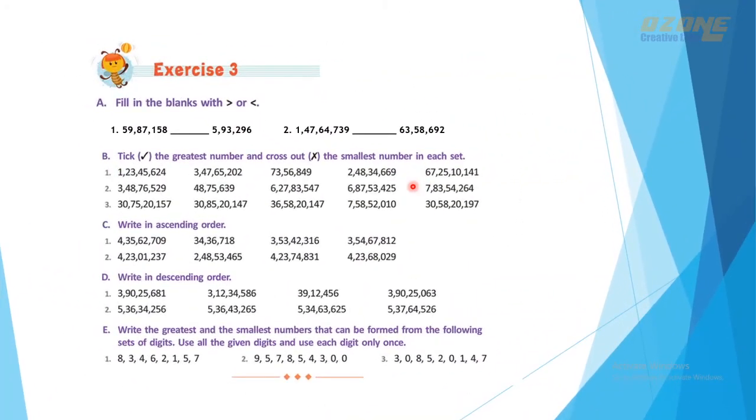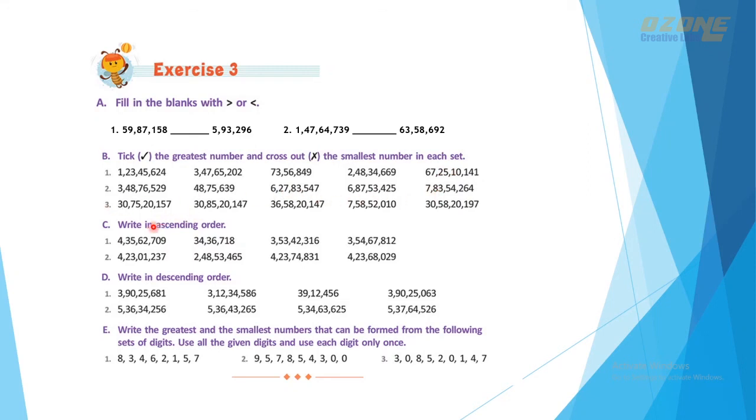Now we'll go through exercise 3. Fill in the blanks with greater than or less than. Identify which is the greater and which is the smaller and give symbols as necessary. Tick the greatest number and cross out the smallest number. That is also easy. You need to tick the greatest number and cross out the smallest one.